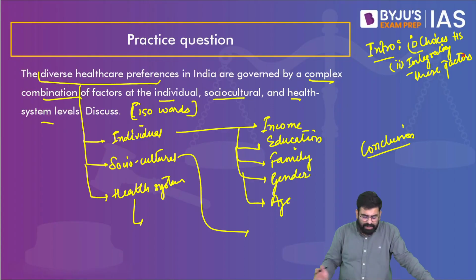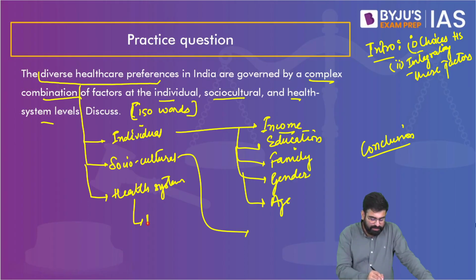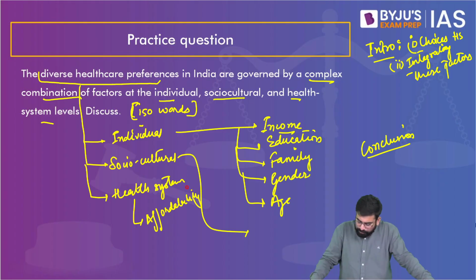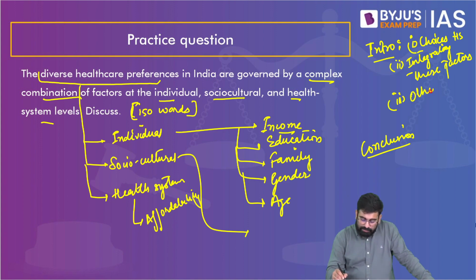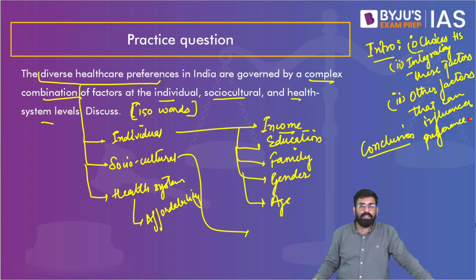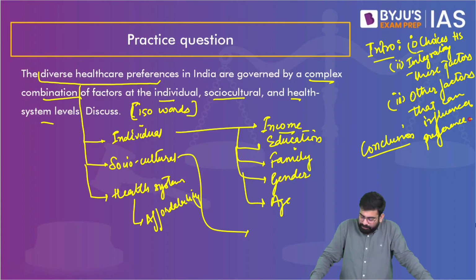Yes, affordability is definitely a factor. Affordability has been actually mentioned in two places. Affordability can be a factor. Okay, so we are talking about other factors that can influence your preference. There can be other factors. For example, the role of media, the role of advertisements, etc.